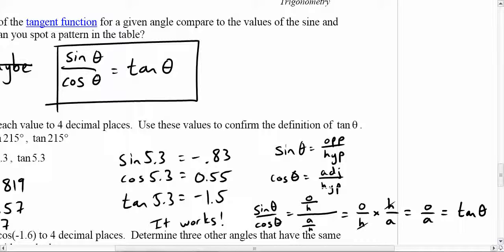QED, quod erat demonstrandum. That's what you write at the end of a proof. Latin for what needed to be proved has been proven.